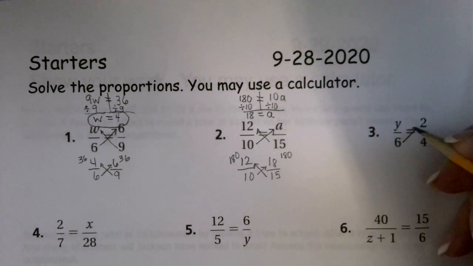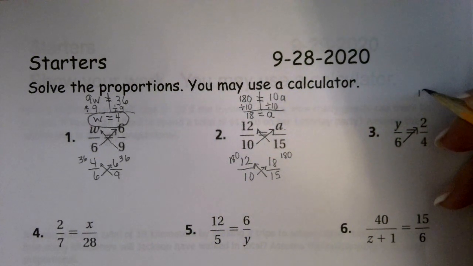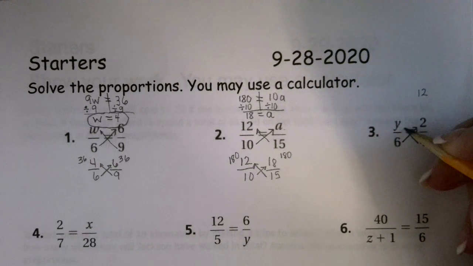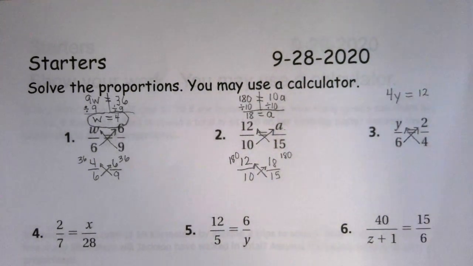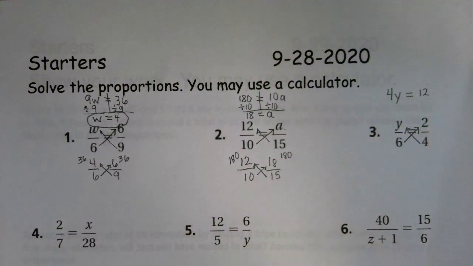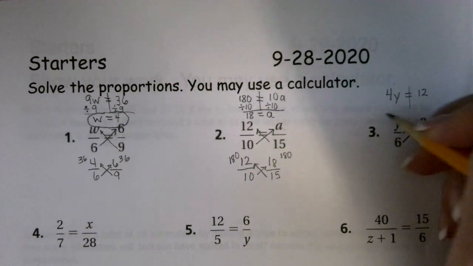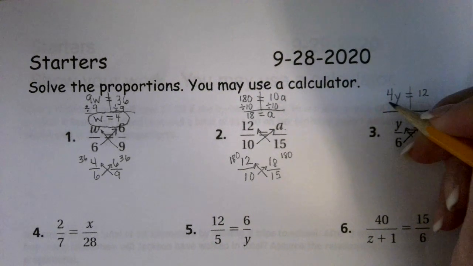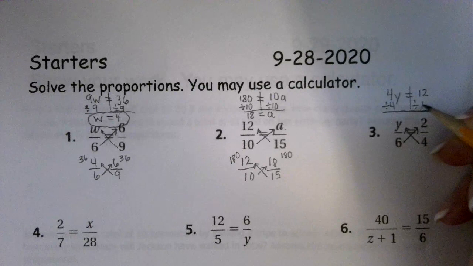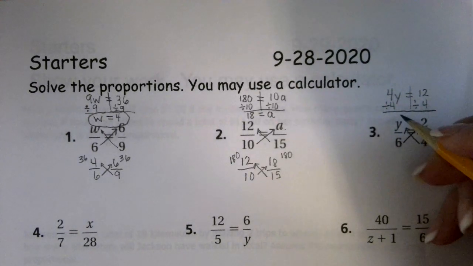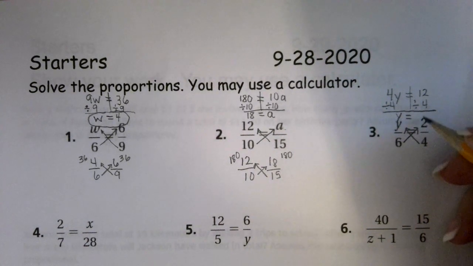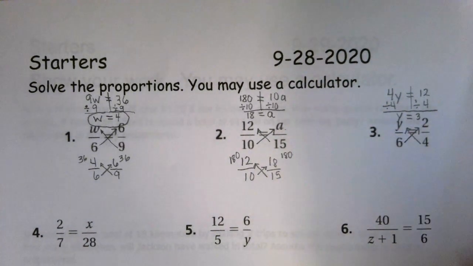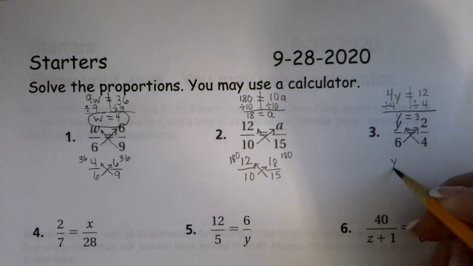We cross multiply, 6 times 2 is 12. 4 times y is 4y. Those two things have to be equal, so we make an equation. We split it. We're trying to get the y so that it's by itself, so we divide by 4. 4 divided by 4 leaves you with 1y, which we just write as a y, and 12 divided by 4 is 3.